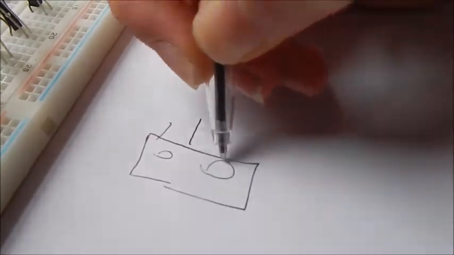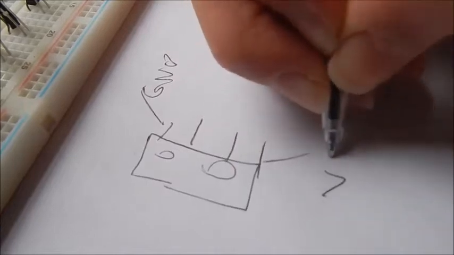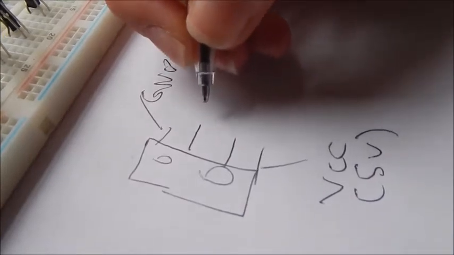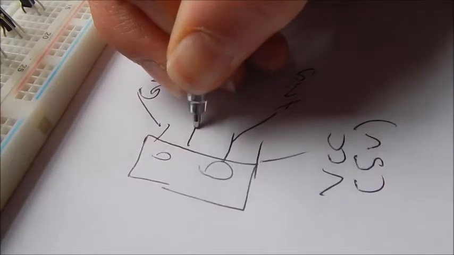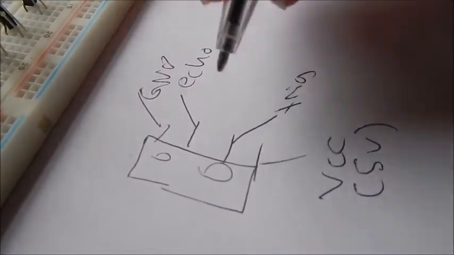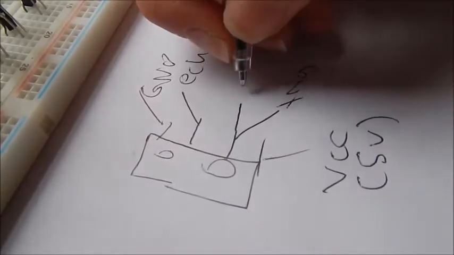That has four pins on the bottom. This one will go to ground, this one will go to VCC, which will be 5 volts. And then we've got two here. One of them goes to trig, it's called trig, and one of them is echo. And these do very different things. The trig on the Arduino is going to be an output.